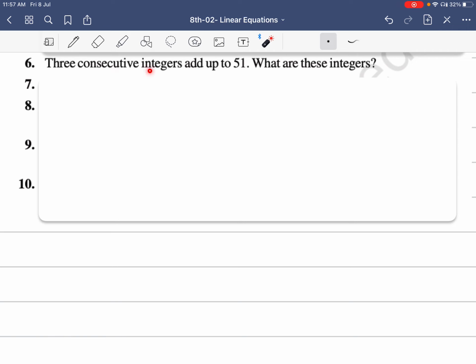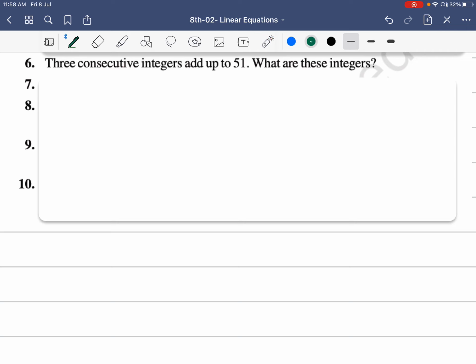3 consecutive integers add up to 51. What are these integers? We have 3 consecutive integers whose summation is given to be 51, and we have to find these integers. Typically, whatever is the unknown, we label it as the unknown variable x. Now here we need 3 consecutive integers.